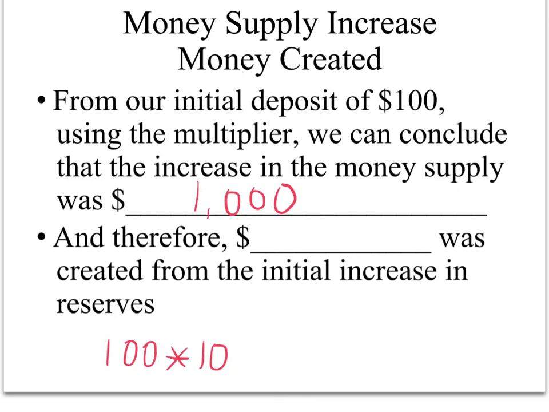Well, your initial deposit actually exists. That's $100. So we would take the total increase in the money supply, $1,000, minus the initial deposit, $100. So only $900 was created because your first $100 deposit is actually there. The rest of the money was created from your initial deposit.